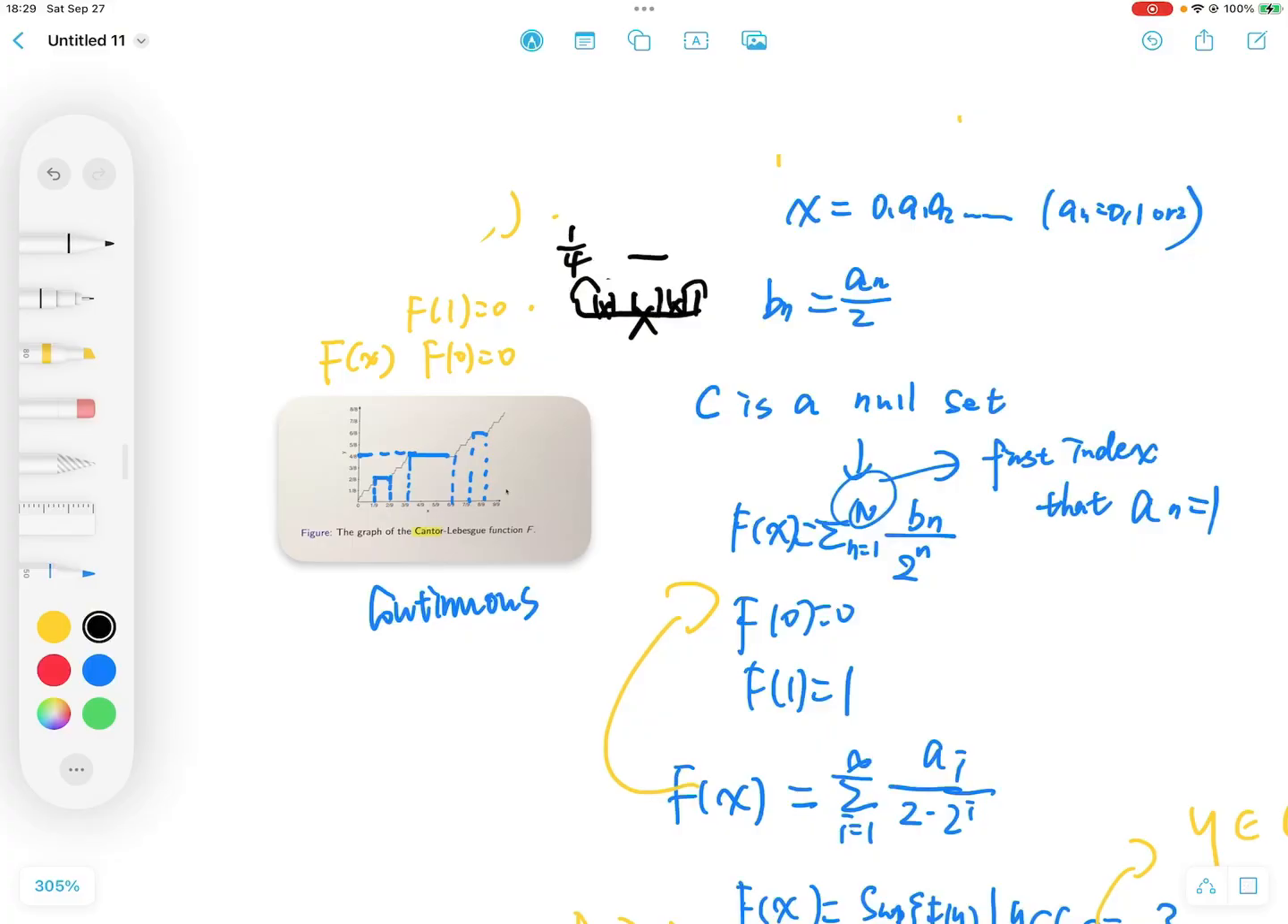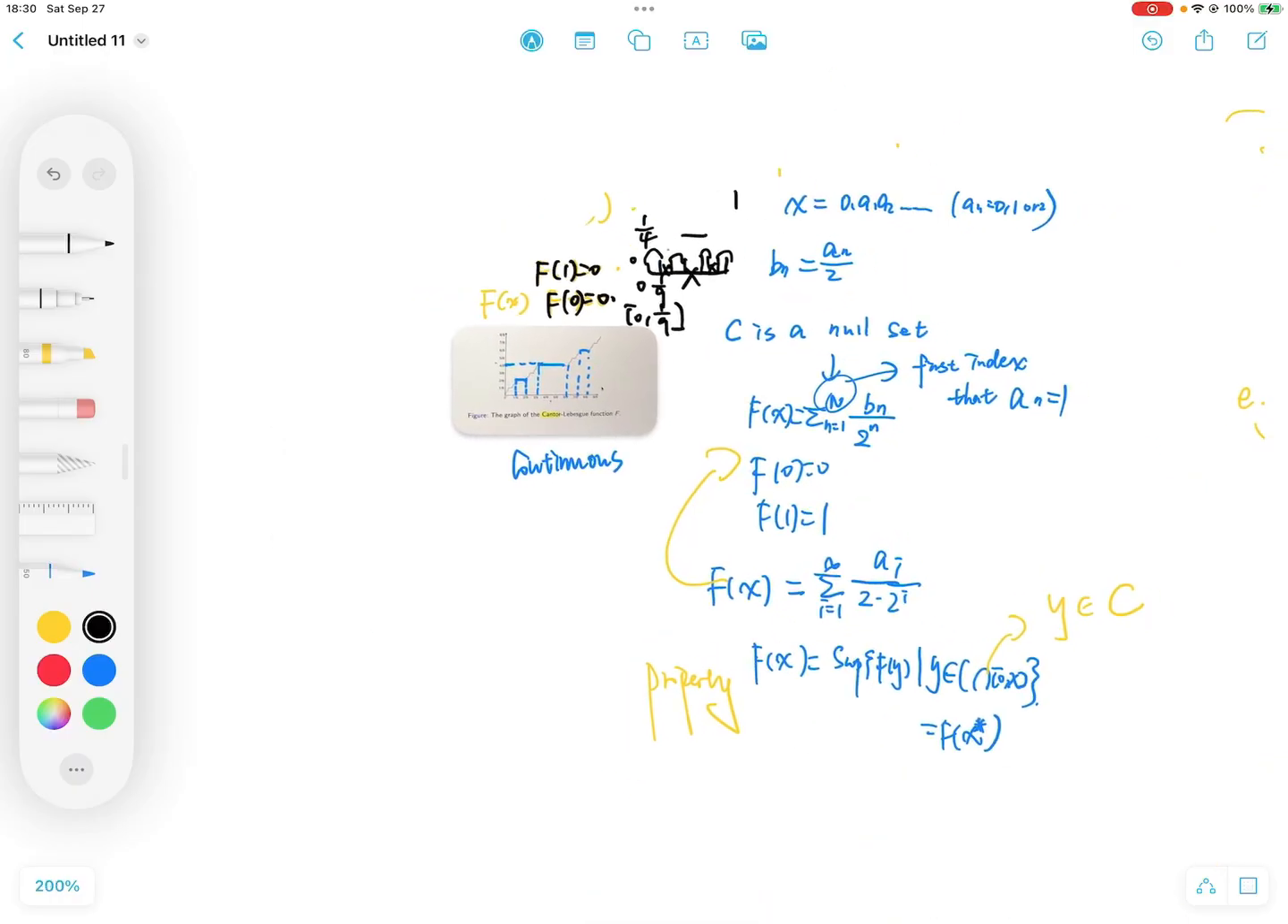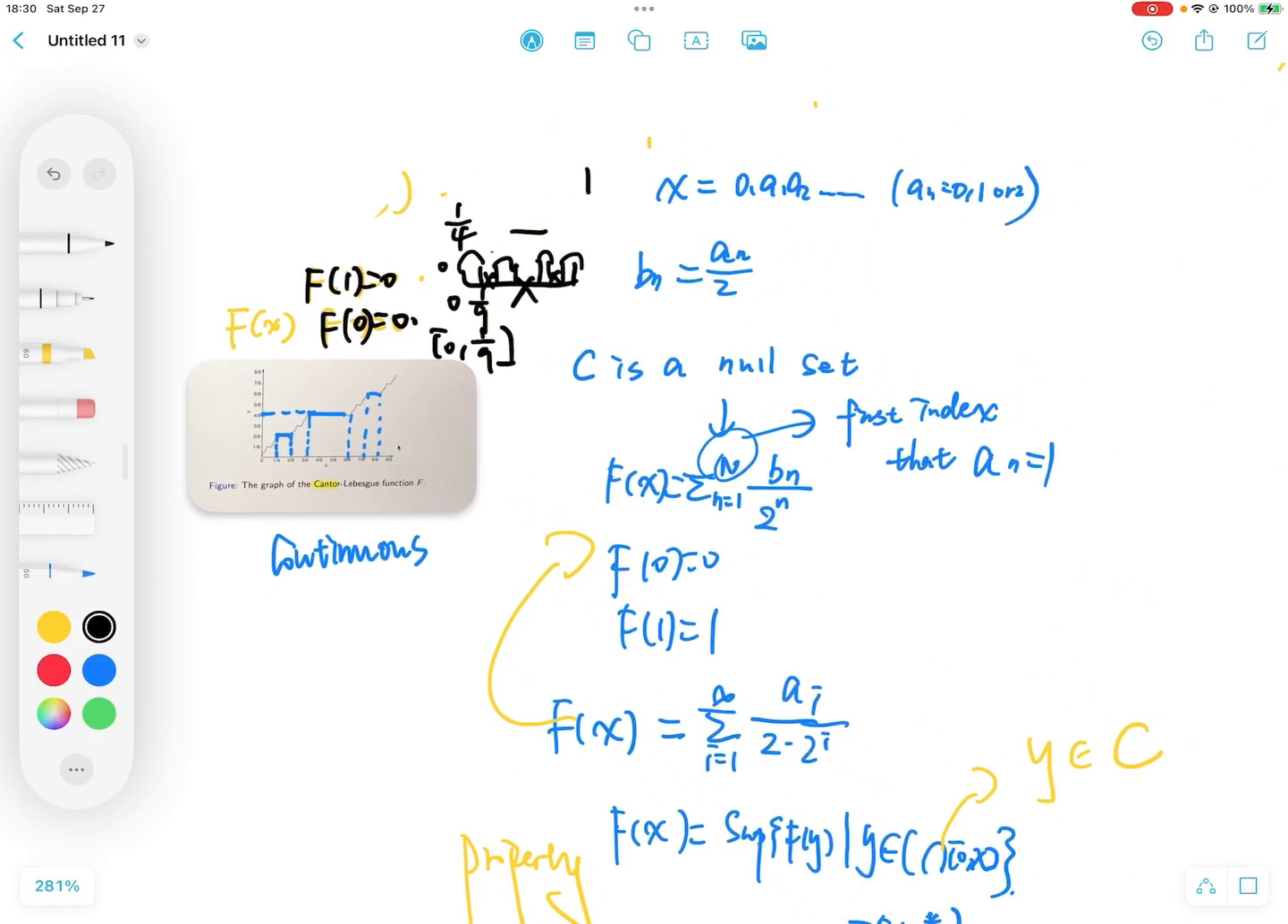because I forgot to define f(1) equals 1 and f(0) equals 0, it increases from 0 to 1 on the y-axis, and they increase similarly. So in this closed interval, it increases from 0 to 1/4. So how do we define it more rigorously?